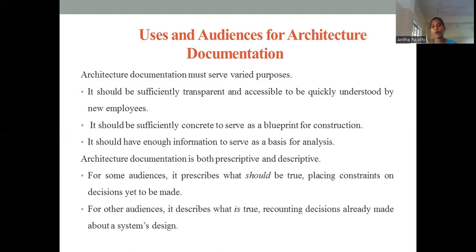Okay, so the architecture can be both prescriptive and descriptive. For some audiences, for some stakeholders, it can be a descriptive one. For other stakeholders, it can be a prescriptive one. For some audiences, it prescribes what should be true, and for others, you should tell how it is done. So it differs from person to person. For the first audience, it prescribes what should be true, placing constraints on decisions yet to be made. You have to put the decisions in their hands, stating that this would be true. For the other audience, you have to tell them what it is, that the decision has already been made, and how it can be reconstructed.